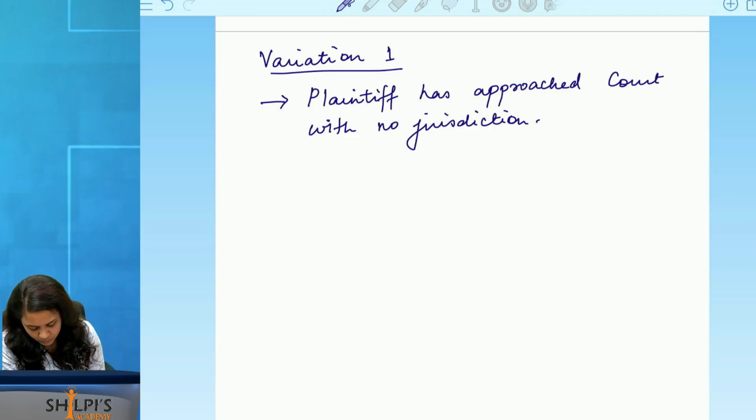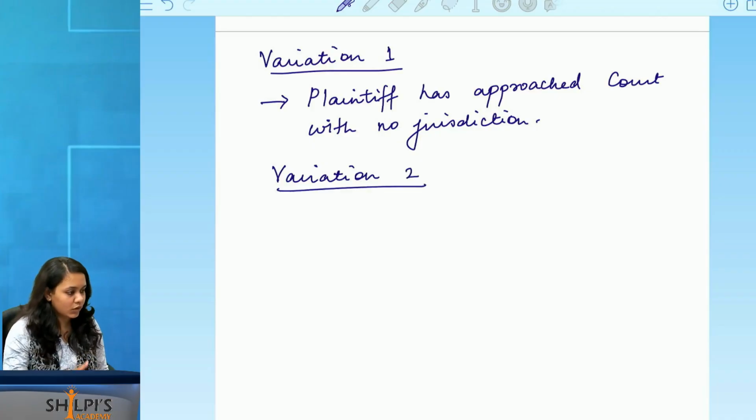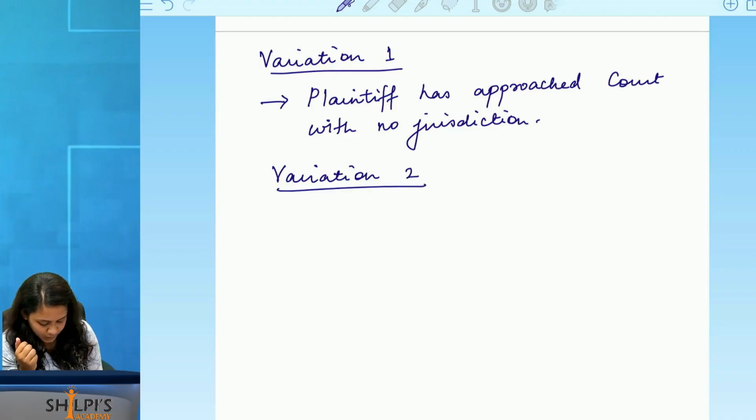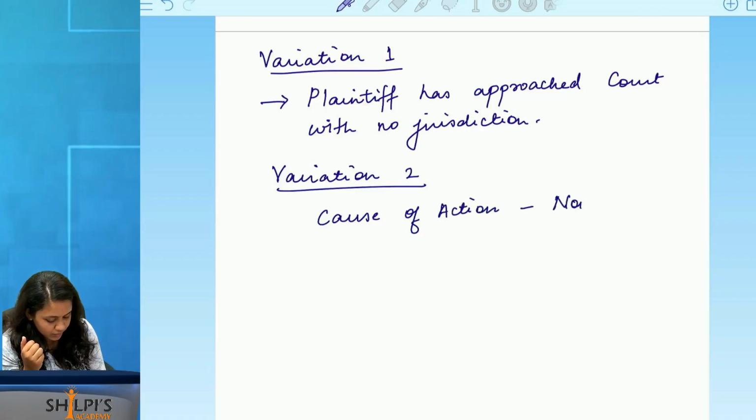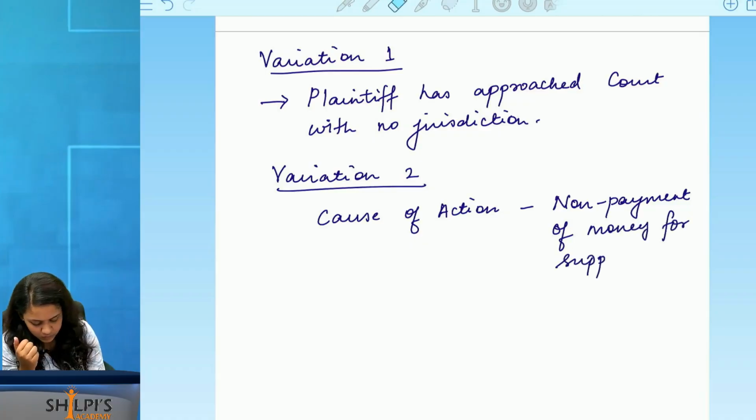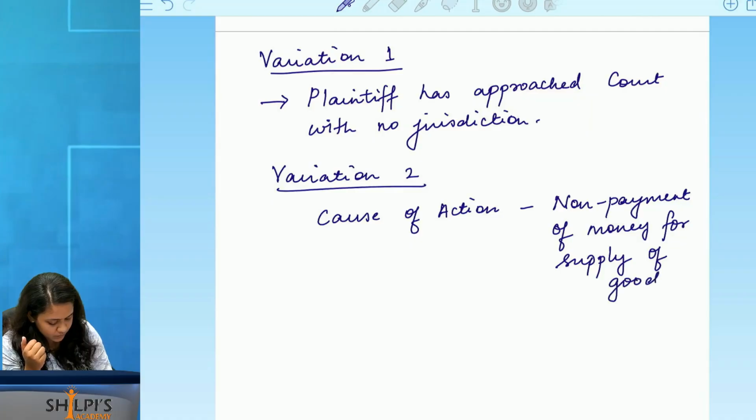Now, what if the plaintiff, let's say the cause of action is non-payment for supply of goods. In short, there is a breach of contract.